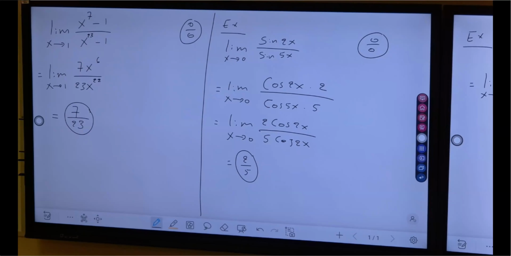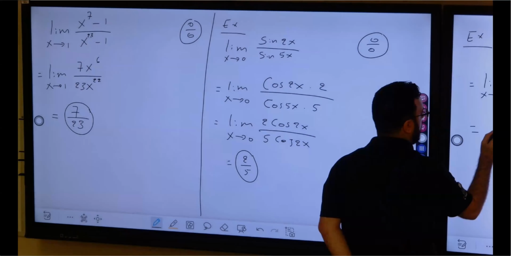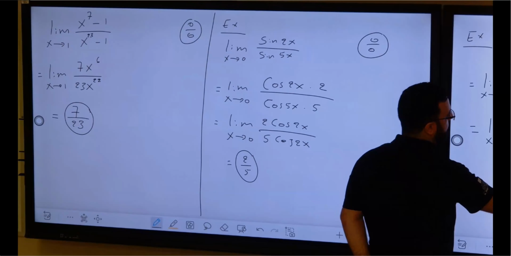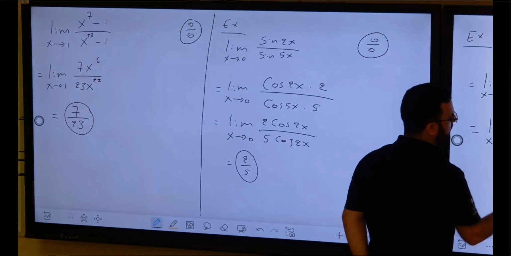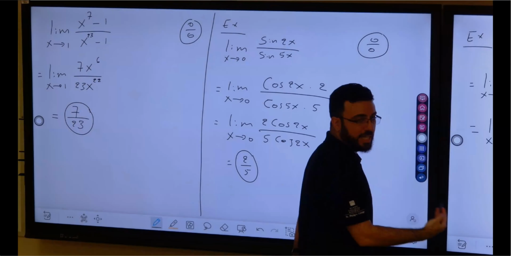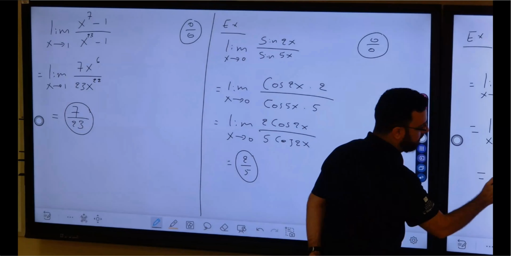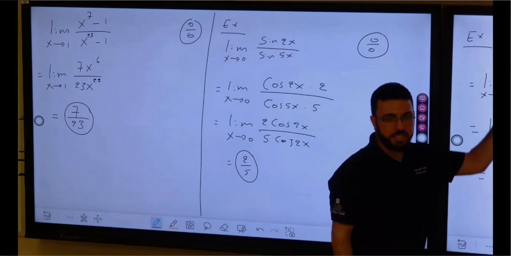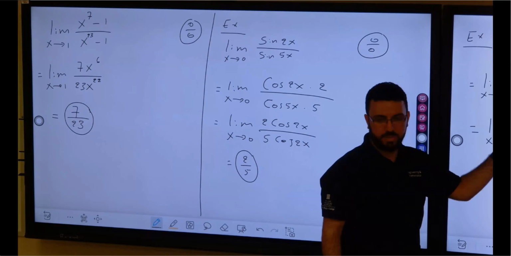Now, what's the derivative here? 8. And here it's going to be 6. So what's the result? 8 over 6. Even from here, if you divide by the highest exponent, you're going to get 8 over 6. You got it?